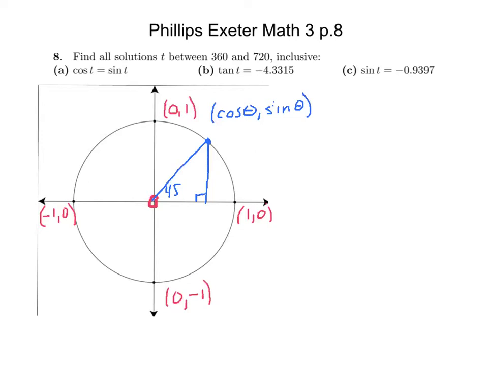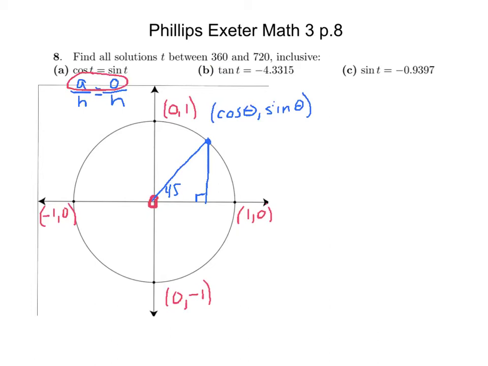Okay, so let's think about it a different way. What is cosine in terms of trig ratios? Adjacent over hypotenuse. What is the ratio for sine? Opposite over hypotenuse. Okay, if cosine is adjacent over hypotenuse and sine is opposite over hypotenuse, and we want them to be equal, we can set up that little equation up there. What does that tell you about the adjacent sides and the opposite sides? They have to be equal.